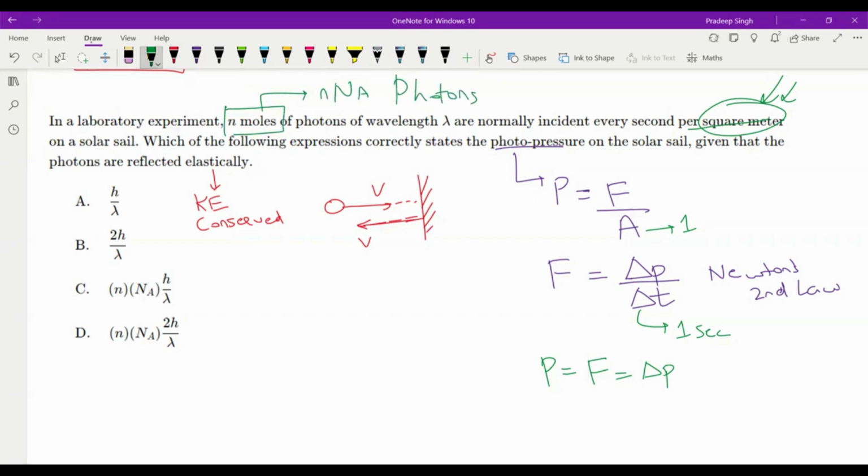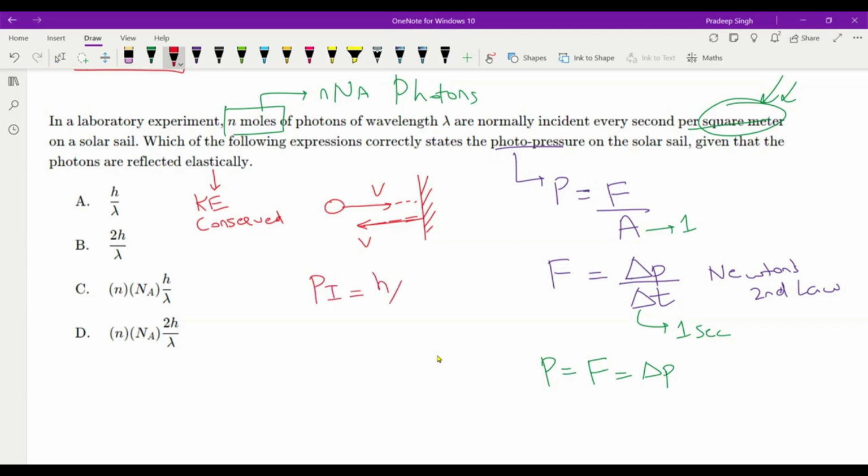So fine. That would mean A and B are out. Now out of C and D. So basically momentum is h by lambda. So if you do p minus, and since it's going in the other direction, that would be a minus p. So it's p plus p. So then you get 2h by lambda. Good. That was the key.